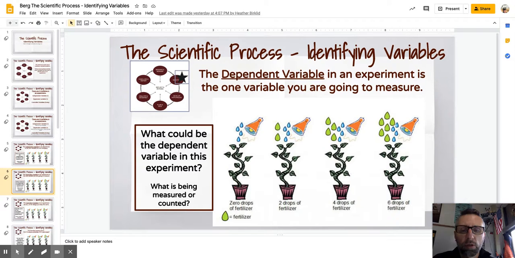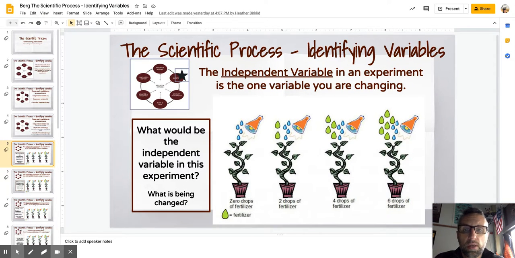The dependent variable, we've got a lot of options. The dependent variable is the one thing you measure. Now, when I say measure, I mean measure to get the results. Clearly, the independent variable we had to measure. We had to measure 2 drops, 4 drops, 6 drops of fertilizer. But that's not the type of measurement I'm talking about. I'm saying, what is the measurement that will give me my results? Who's the winner? So here, we have lots of things that we could choose to be our dependent variable.